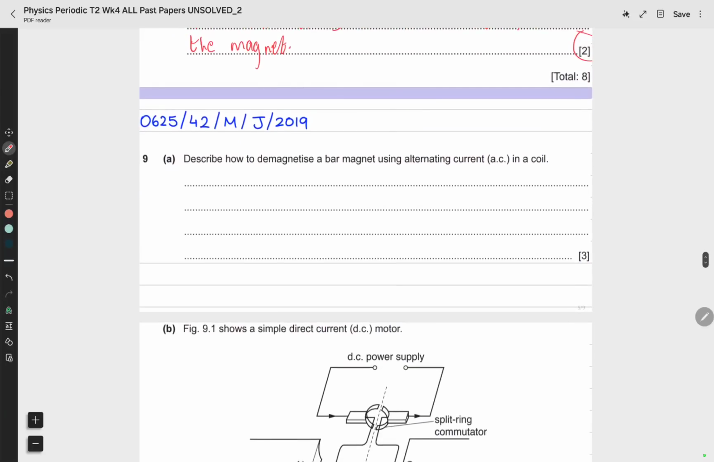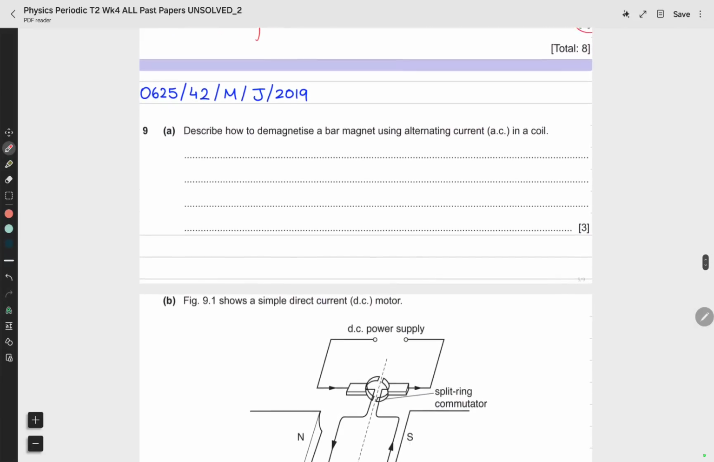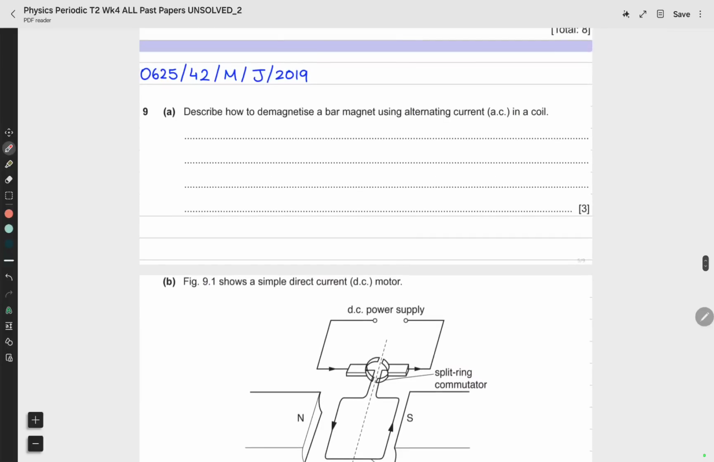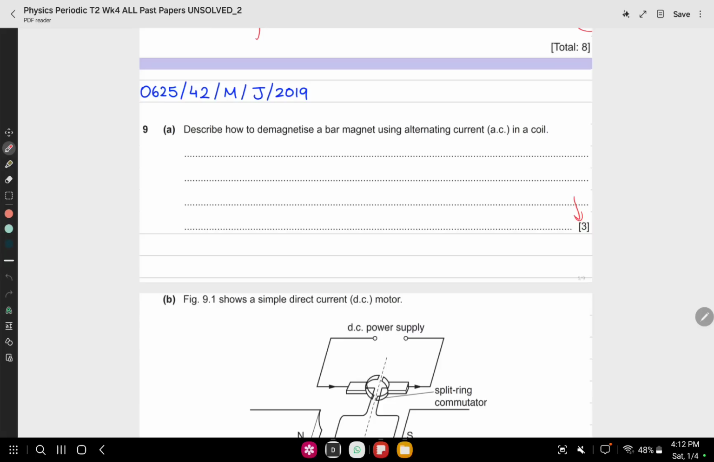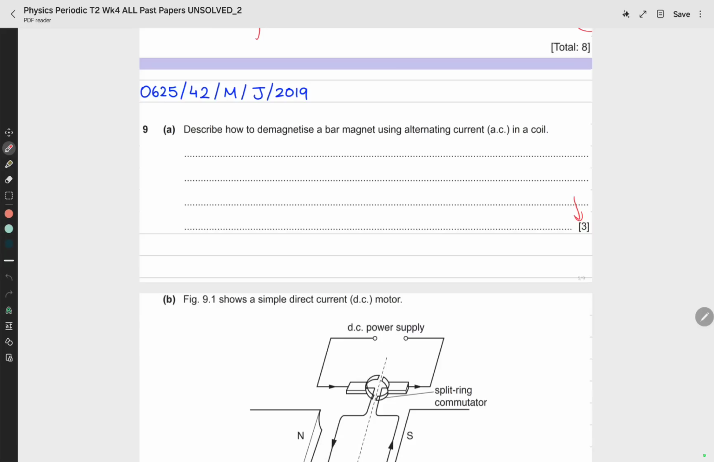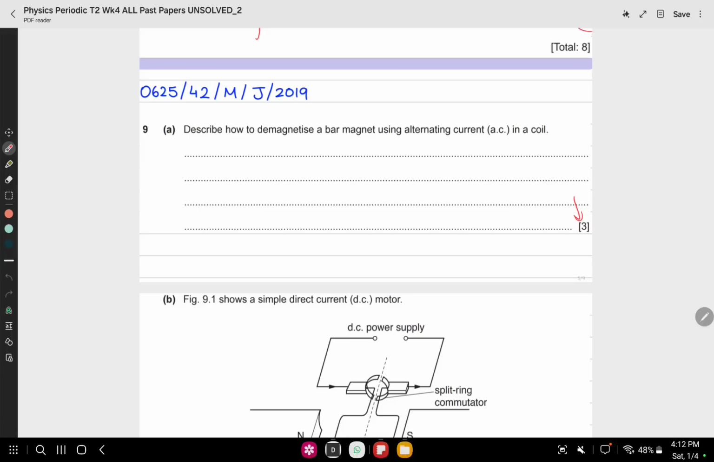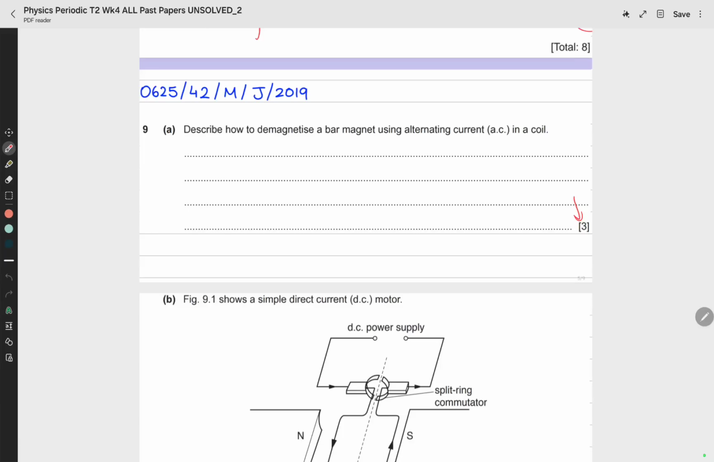New past paper, May June 2019, again paper 4.2. Describe how to demagnetize a power magnet using alternating current in a coil. It's 3 marks. I don't expect many of you to know this, and honestly I didn't know it. I just read it now for the first time. I don't think it was in our book. But you can demagnetize magnets. We know by blasting it with electric charge. But here they're saying alternating current. So you can't just plug it in and put too much current. No, that won't work.